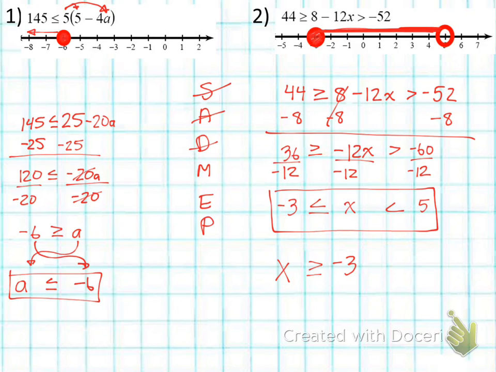Why do I fill it in? I fill it in when it says equal to. You see it says equal to? This one doesn't have equal to, so you keep it open. Does that make sense? The first one was equal to. It said less than or equal to.